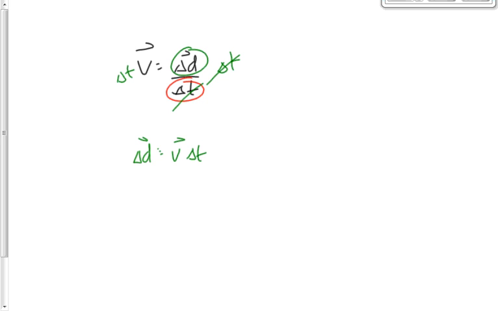Who haven't I called on today? Let me just look through my list here. Who haven't I called on? Allie, I haven't called on you, I don't think, have I? No? What am I going to do to get t on the top? It's d divided by t.